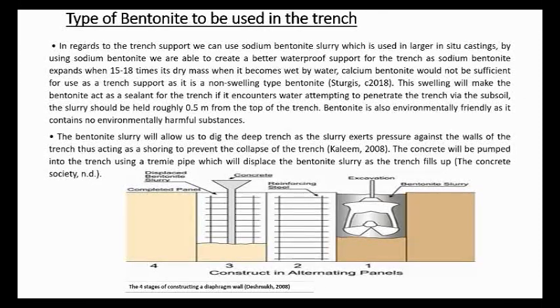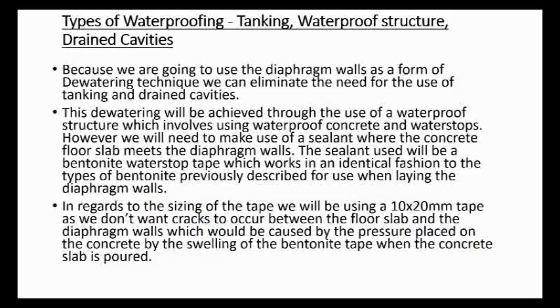We would use a sodium bentonite slurry instead of a calcium bentonite slurry as trench support, because sodium bentonite can swell up to 18 times its dry mass, whereas calcium bentonite is a non-swelling bentonite. The swelling of the sodium bentonite will prevent water ingress and the collapsing of the trench during excavation. We can eliminate the need for the use of tanking and drained cavities, as our diaphragm walls will be our form of dewatering technique. To achieve the dewatering, our concrete will be waterproof, water stops will be used between joints, and the bentonite sealant tape will be used at the joints between the floor slab and diaphragm walls.